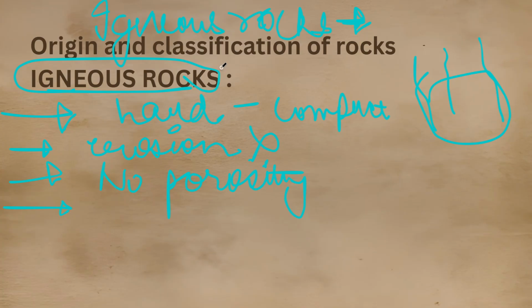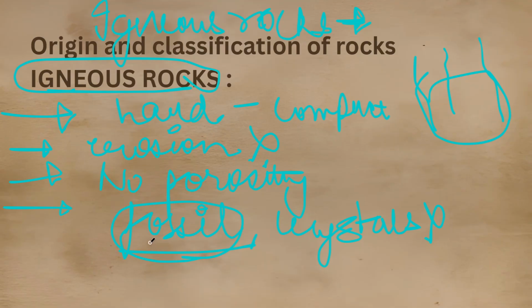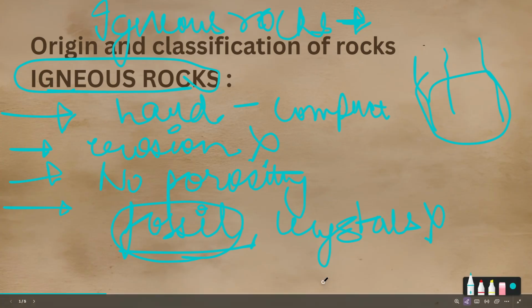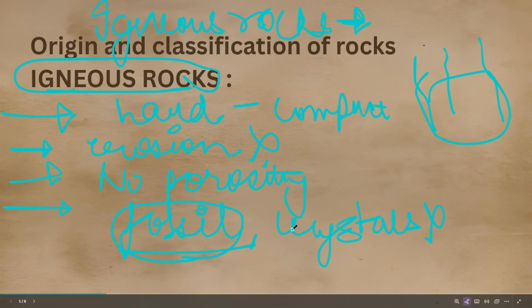Igneous rocks do not contain any fossil but contain crystals that may be visible to the bare eyes. So they don't contain fossils, they contain crystals. So what are fossils? The remains of dead organisms are called fossils. We all know fossil fuels like coal. Basically they form from organisms that stay in the earth's surface for thousands of years, and they turn into fossils.